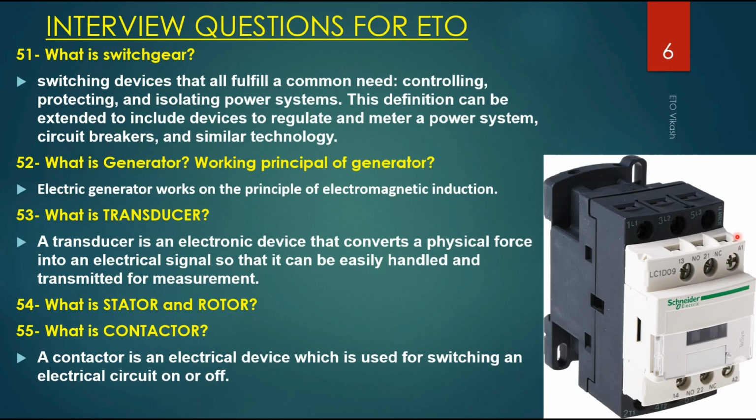So here, by a small voltage we are controlling the higher voltage. The coil is 220, and on the contacts we can give 440. Sometimes a 24 volt coil is also available. So the advantage is that by giving a low supply we are controlling the high voltage.